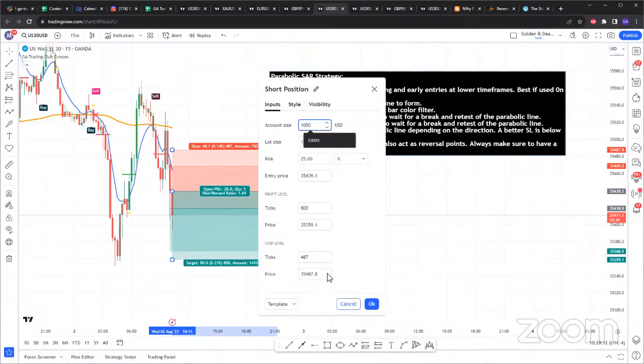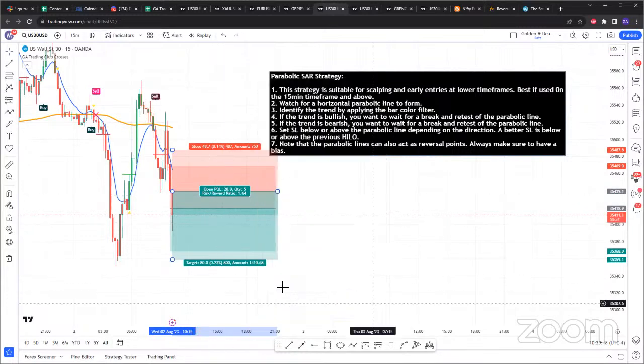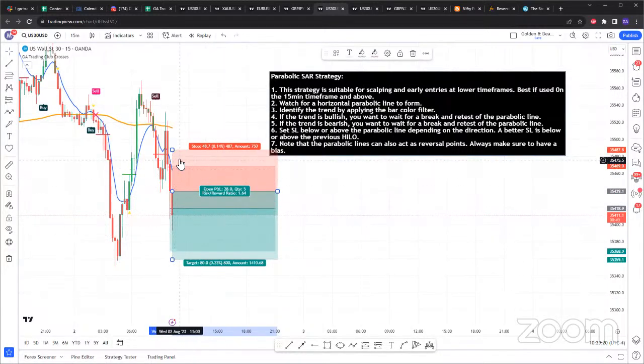So if you want like a 1:2, you could have done 48 to 800, which is what we are doing right here, such that if you're 48 pips in profit, you go ahead and set break even. I don't know if, for this trade, it hit 1:1 for you guys, but it should be at break even, or you go ahead and secure some. So set the stop loss above or below, depending on the direction. A better stop loss is below or above the previous high low.